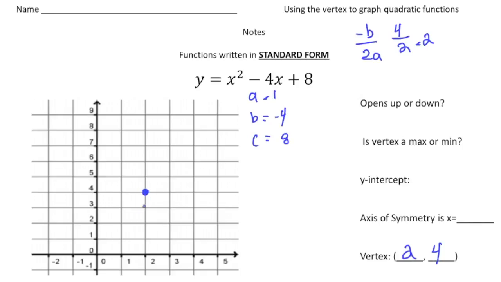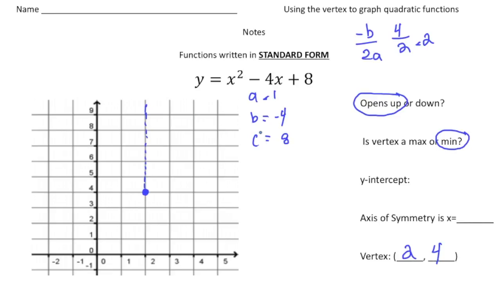Now, the next question is, does it open up or is it going to be opening down? Because the a value is positive, we know it's going to be opening upward. So this graph is going to be going up like this, right? Which is going to make the vertex a min. And once you know the vertex, you also know that this is going to be the line of symmetry. So we can draw a little dotted line like that. Once you know the vertex, this is how easy it is to graph.